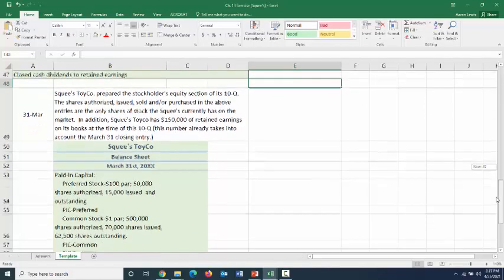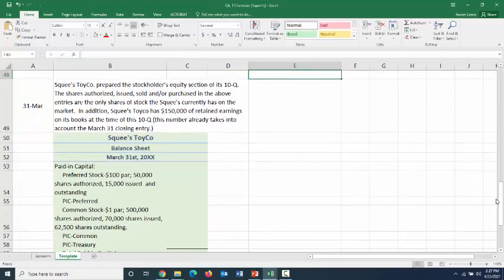For the next portion of this problem, we are being asked to prepare the stockholders' equity section of our 10Q. And the 10Q is a report that corporations have to issue to their shareholders every 3 months. The Q is for quarterly. And when you prepare these and when you release these, you have to have all of your financial statements at the end of that period that you are accounting for, in this case a quarter.